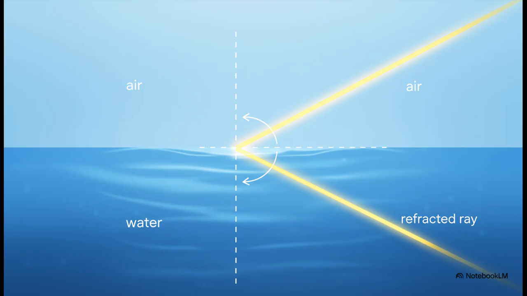And just like reflection, this bending follows a rule too. It's called Snell's law. Now it looks a bit mathematical, saying the ratio of sin i over sin r is a constant. That constant value is what we call the refractive index. Think of refractive index as a bending power score for a material. The higher the score, the more it bends light.